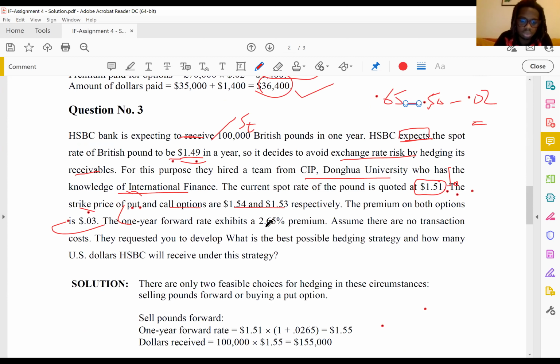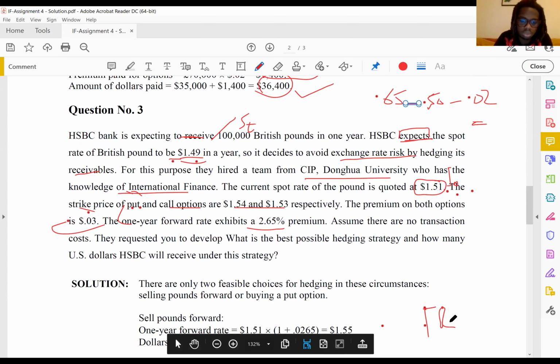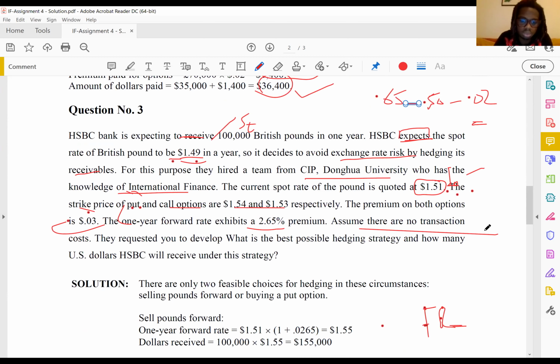So the 1 year forward rate exhibits 2.65%. What does it mean? It means if you want to find out the future rate or forward rate, it is given as a 2.65% premium. So the premium would be on the spot rate. Spot rate is 1.51, right? It's not on depreciation, it's on premium. So what will be the forward rate? 1.51 times 1 plus 2.65%. You can easily find it out. There is no transaction cost in forward rate. We don't have to pay premiums in a forward contract.